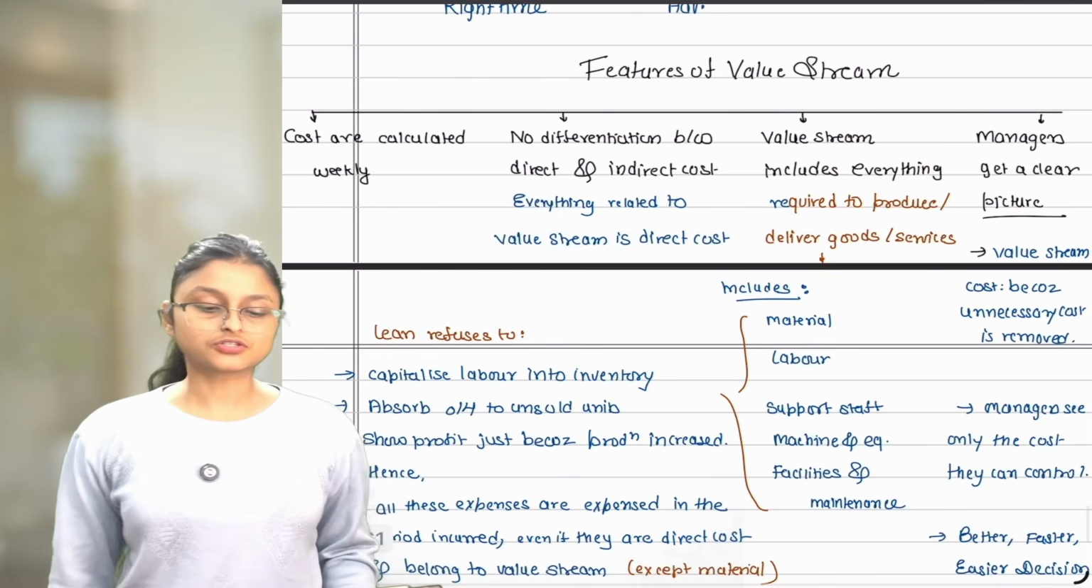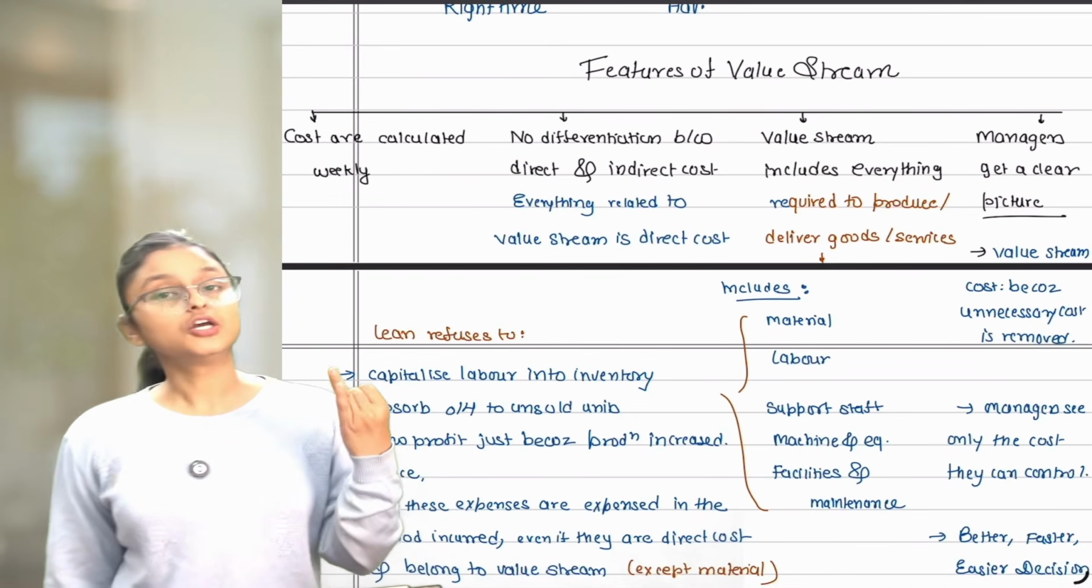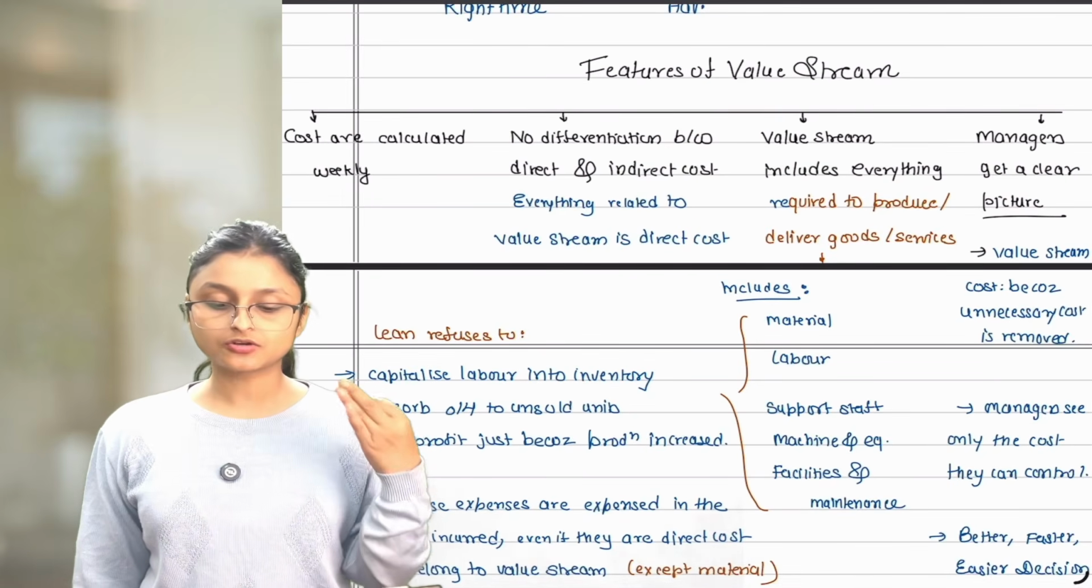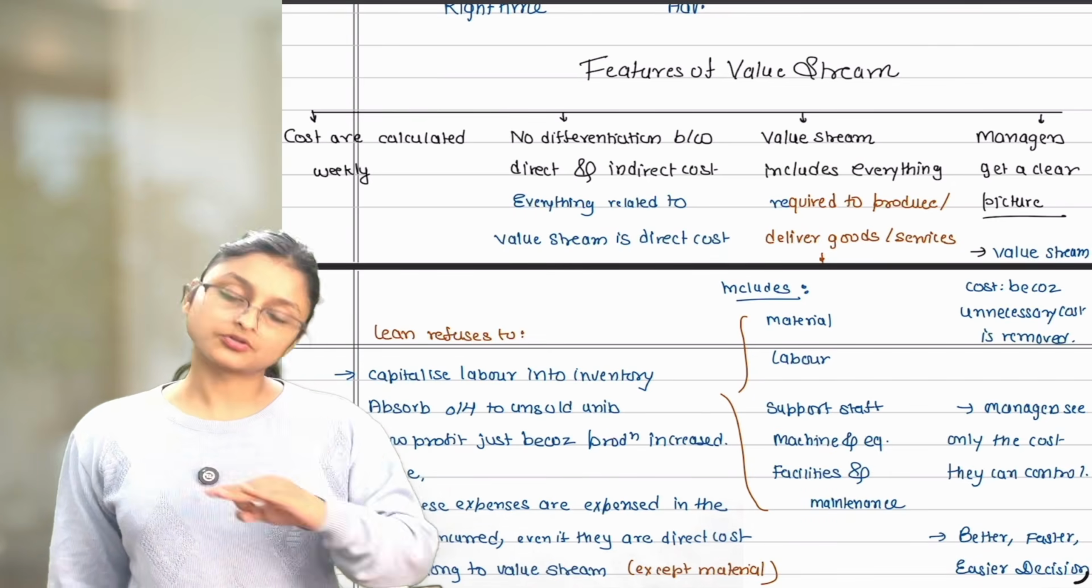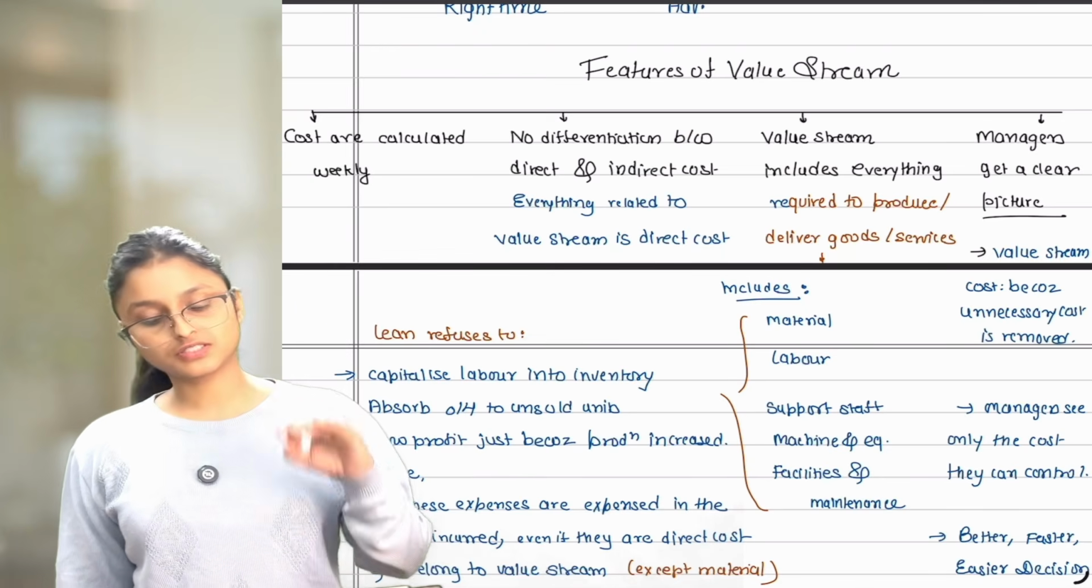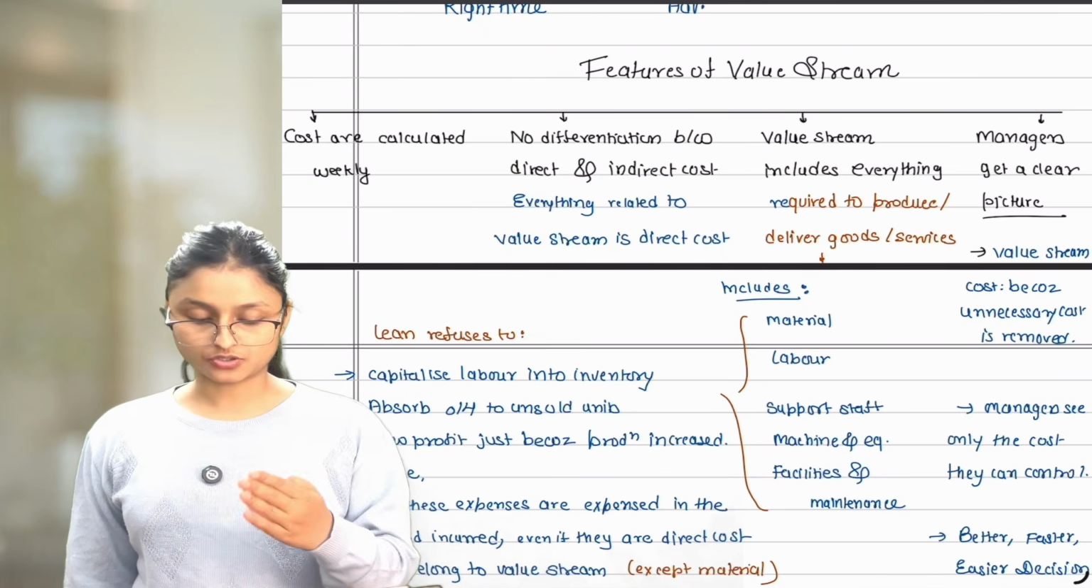So these are the features of value stream. Costs are calculated weekly. No differentiation between direct and indirect cost. Value stream includes everything required to produce or deliver goods or services. Managers get a clear picture.